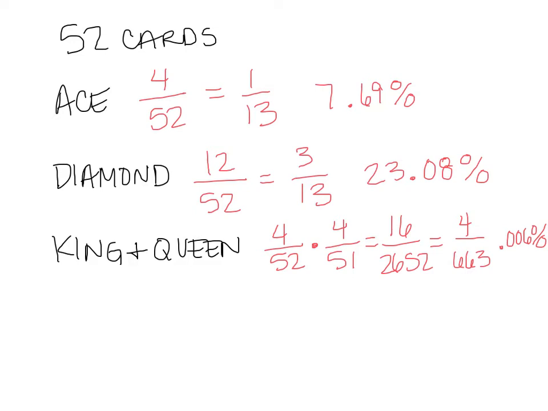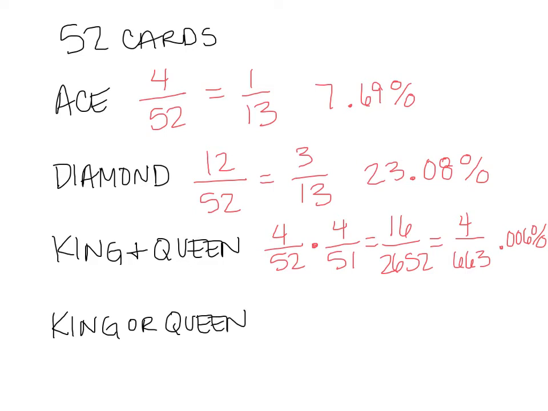Now, the reason that these two were multiplied is because the result of the first one and the result of the second one are related to each other. Let's say I just cared about drawing a king or a queen. So I'm just drawing the one.